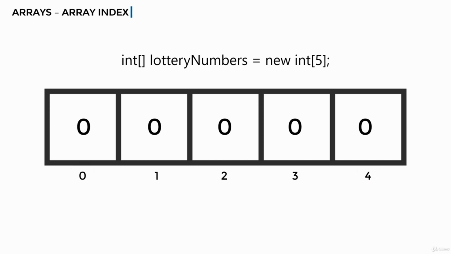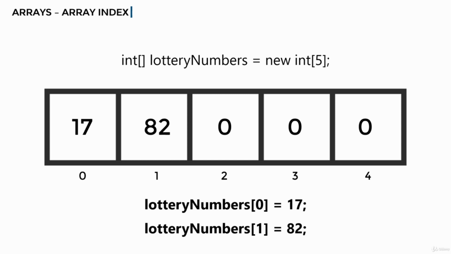Okay, how to use indexes? Let's say we would like to assign 17 to the first element. To do that, first the array's name, lotteryNumbers, the index of the element we would like to use in square brackets, equals, then the value 17 and a semicolon. Now the second one, lotteryNumbers, 1 in square brackets, equals 82 and a semicolon.